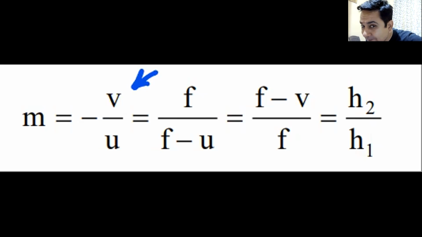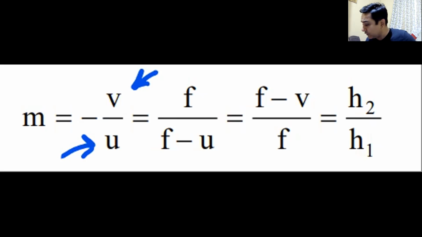Distance of image. From where? From the object. Distance of image from the object. Hey, Bhagwan. Mirror, sir. From the pole of the mirror, right? What is u? Distance of object. From where? From the pole P of the mirror.